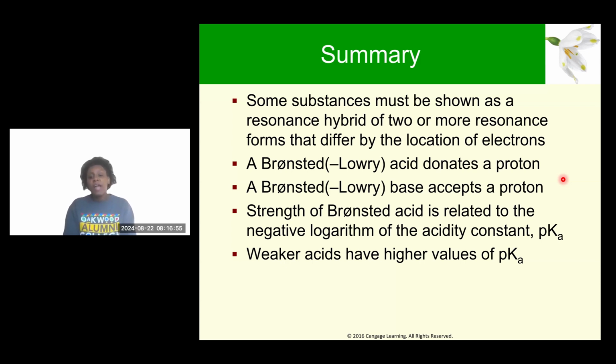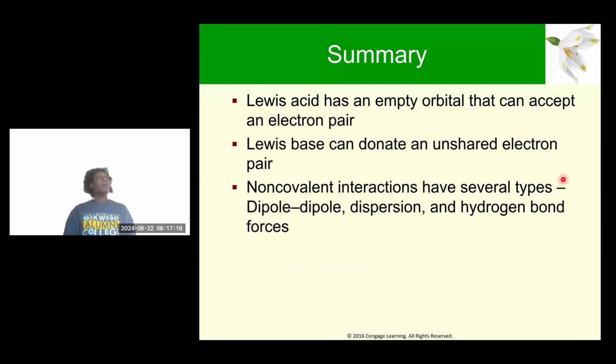Two, a Bronsted-Lowry acid donates a proton, okay? So Bronsted-Lowry acids donate protons. Bronsted-Lowry bases accept protons. Now, the strength of the Bronsted acid is related to the negative log of the acidity constant. So that's the pKa, right? The strength. And so remember, we know that weak acids have high pKas and strong acids have low pKas.